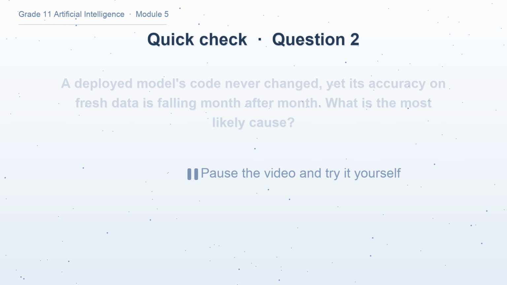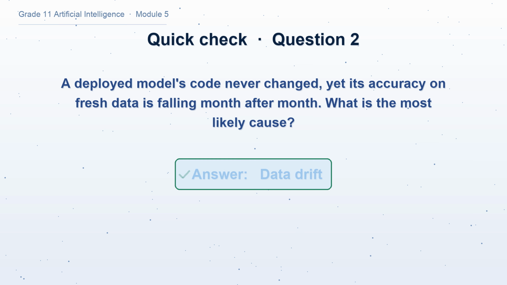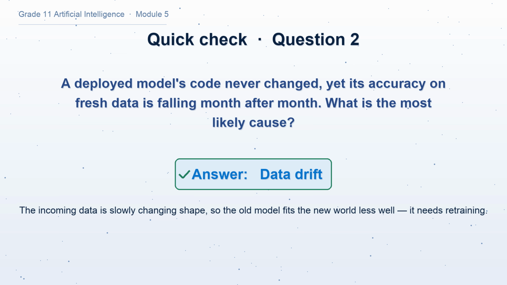Question 2. A deployed model's code never changed, yet its accuracy on fresh data is falling month after month. What is the most likely cause? The code is fine. The world has moved. The incoming data is slowly changing shape. This is data drift, and the answer is to retrain the model.